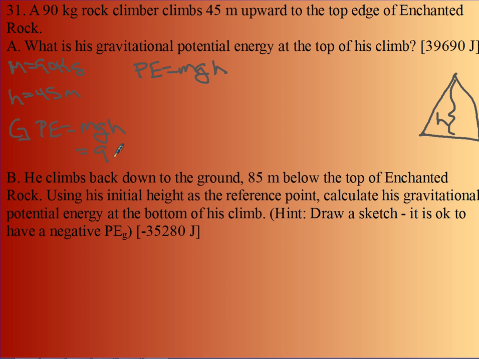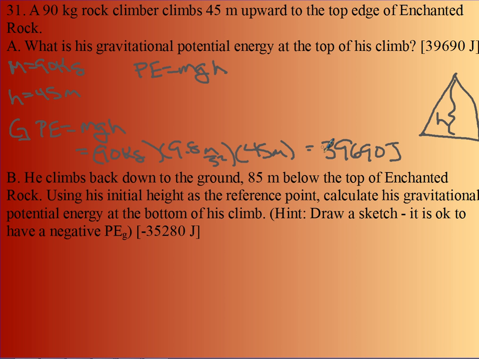So his mass is 90 kilograms. Let's see, g is 9.8 meters per second squared. And the height is 45 meters. So, put this in your calculator, you get 39,690 joules.